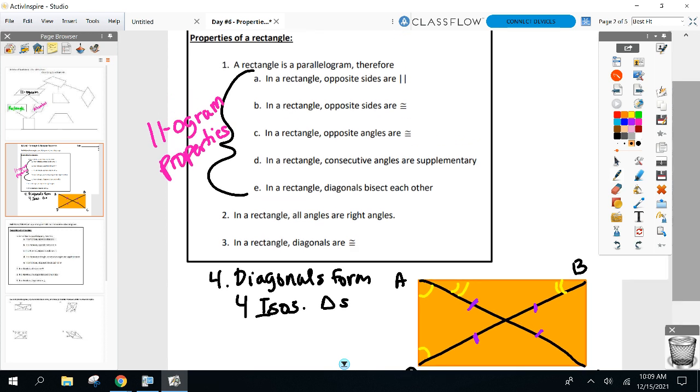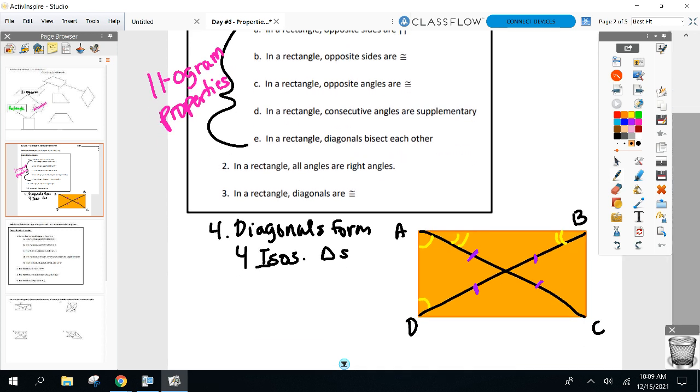All right, any questions on the rectangle? Go ahead, Romeo. Does that mean that the 2 opposite triangles are congruent? These 2 congruent and these 2, yes, but not all 4. Yeah. Not all 4, correct. Yep, not all 4. Any questions on the rectangle?